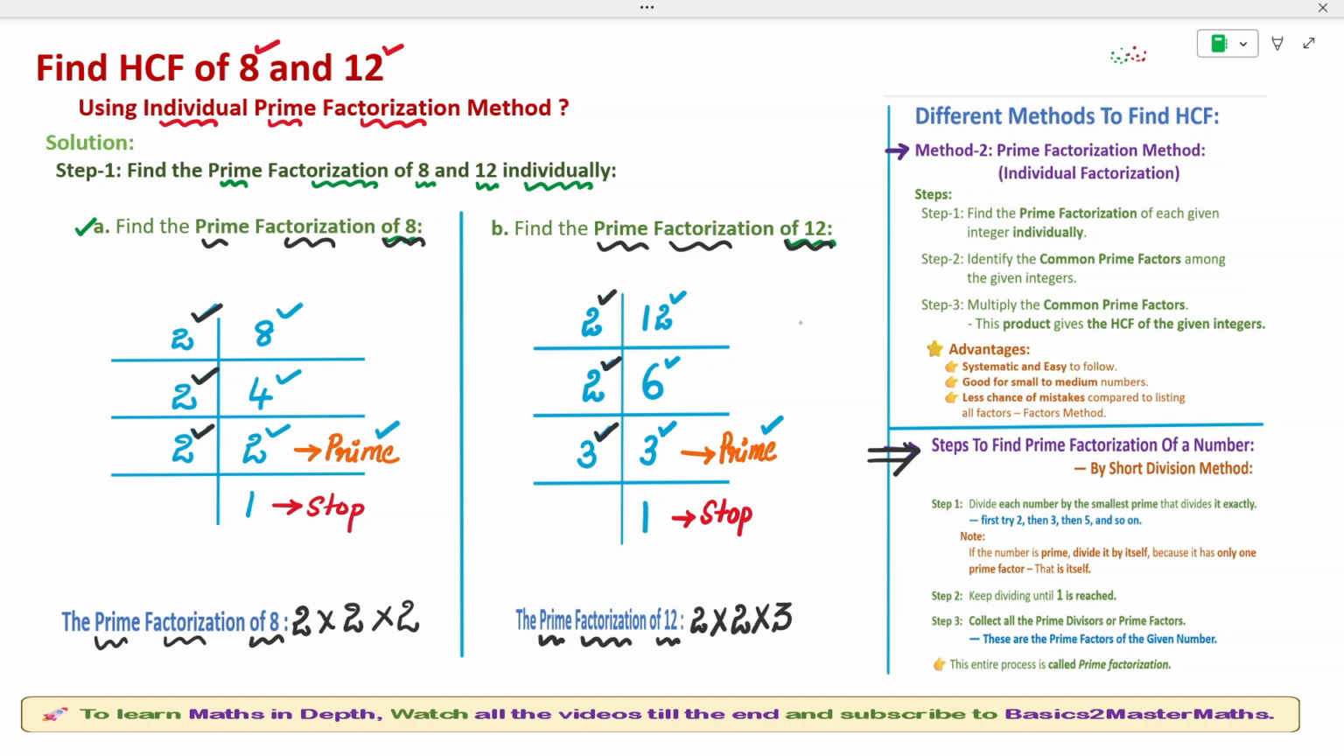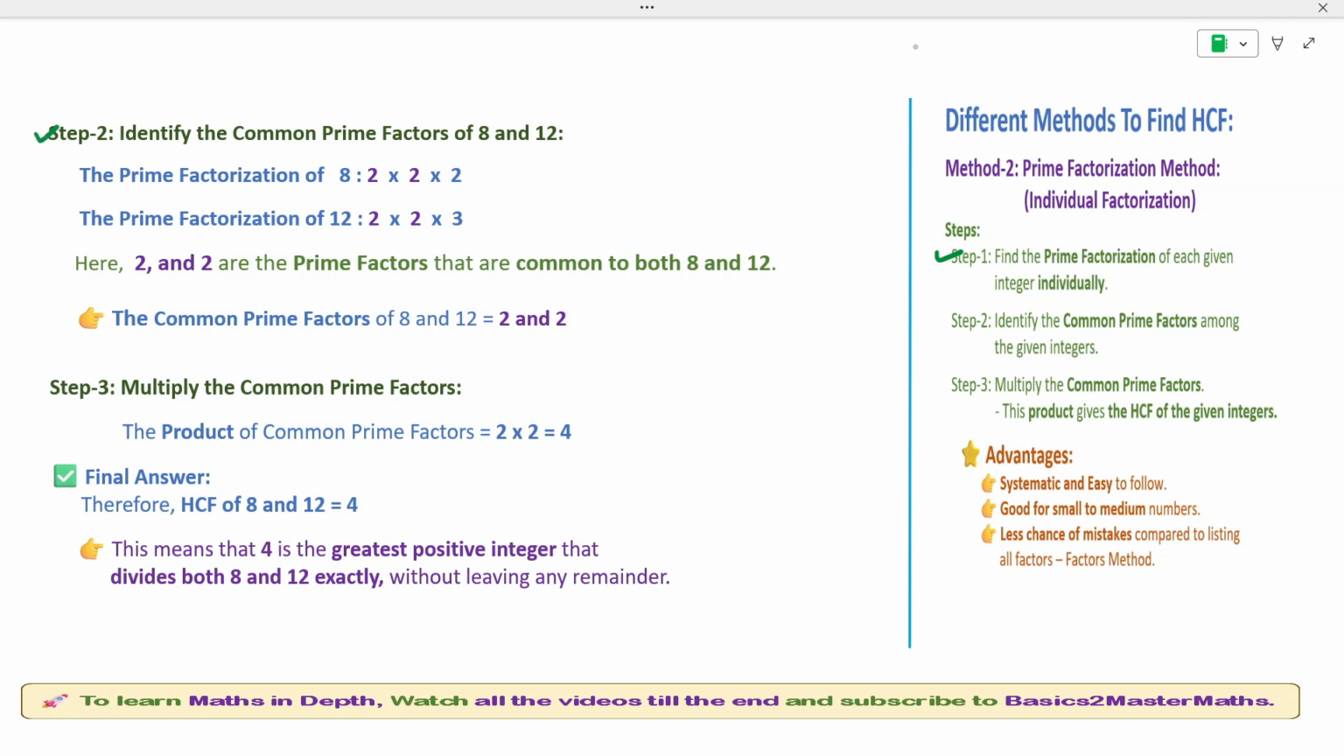So, the prime factorization of 8 is 2 multiplied by 2 multiplied by 2. Also, the prime factorization of 12 is 2 multiplied by 2 multiplied by 3. Got it? Let us move on to step 2.